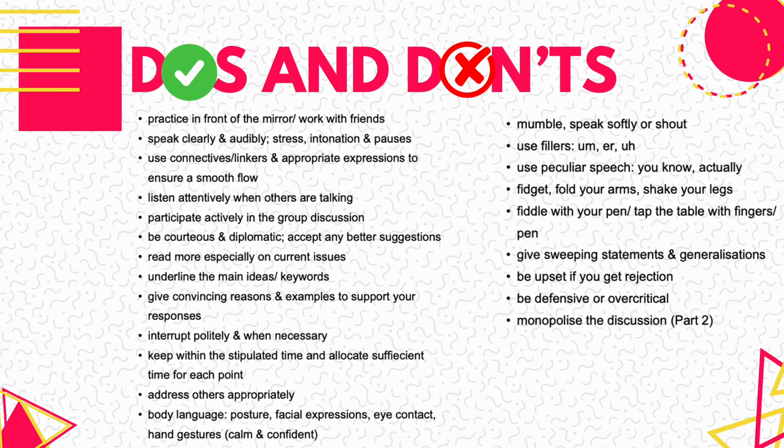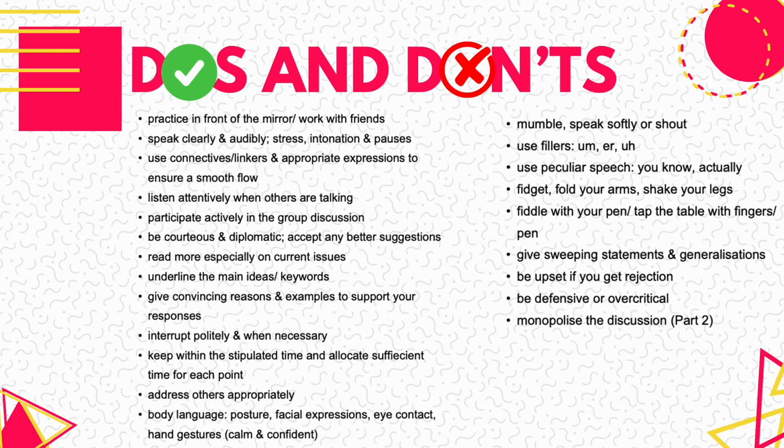Take a look at the do's and don'ts. Practice in front of the mirror or work with friends. Speak clearly and audibly. Stress the intonation and pauses, and make sure that you use them properly. Use connectors or linkers and appropriate expressions to ensure a smooth flow. Listen attentively when others are talking. Participate actively in the group discussion. Be courteous and diplomatic. Accept any better suggestions.